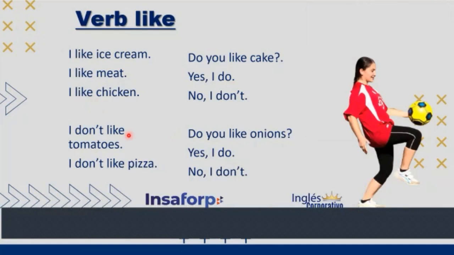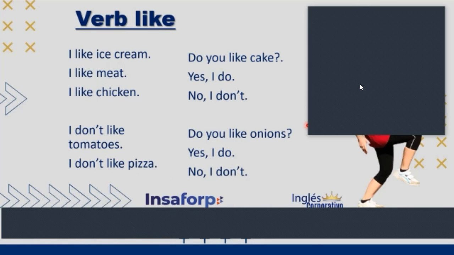Si quiero decir que un alimento no me gusta, then I use this. I don't like tomatoes. I don't like pizza. And if I want to ask a question, I use, do you like? Do you like cake? Then I have to answer, yes, I do. No, I don't.